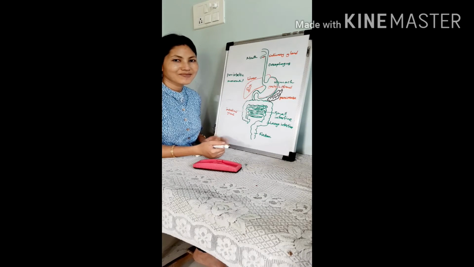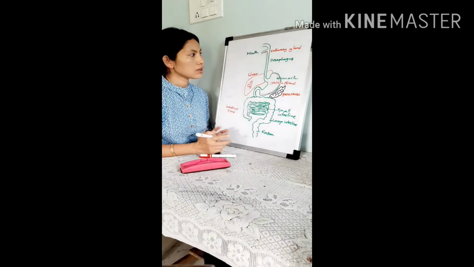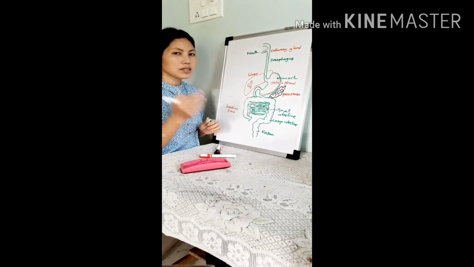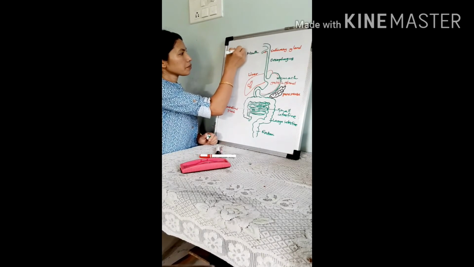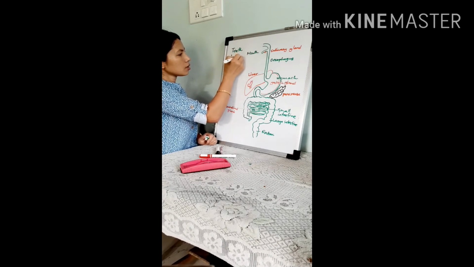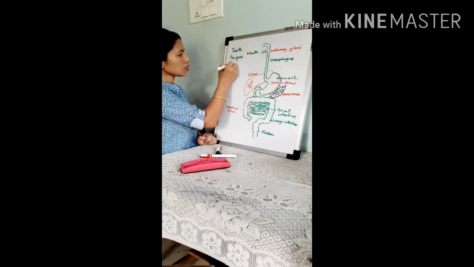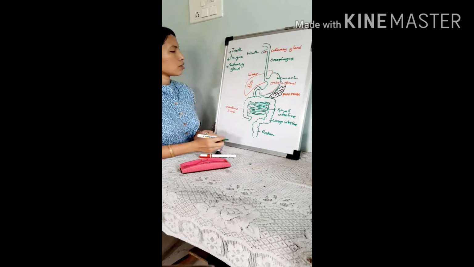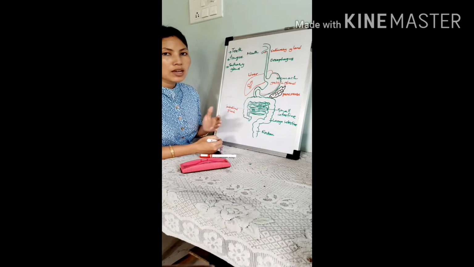Now we will see one by one in each part of the alimentary canal how food is digested. Digestion of food starts right from the mouth, and the mouth is a structure which has a cavity, and inside the oral cavity we have teeth, tongue, and the salivary gland. So these three different structures present in the mouth help in digestion.